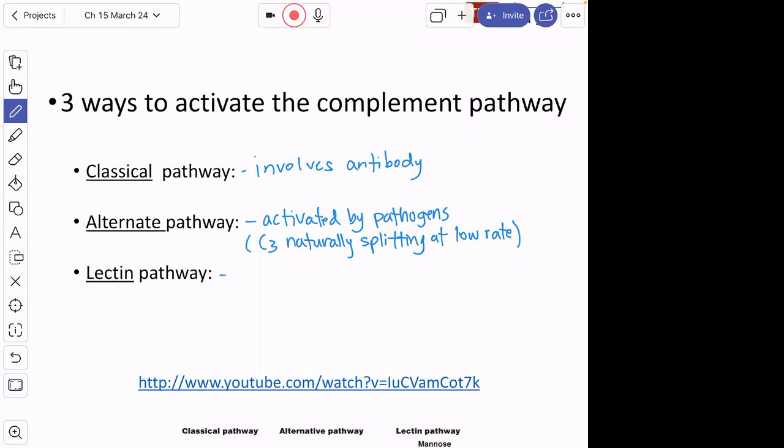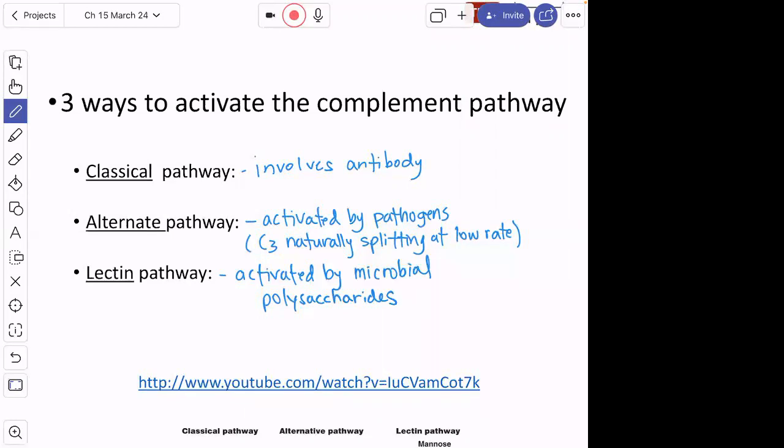And then there's this third pathway, the lectin pathway. We'll say that it's activated by microbial polysaccharides. Okay, so there are some sugars that are commonly on the surface of bacteria that we don't ever have on the surface of our cells.